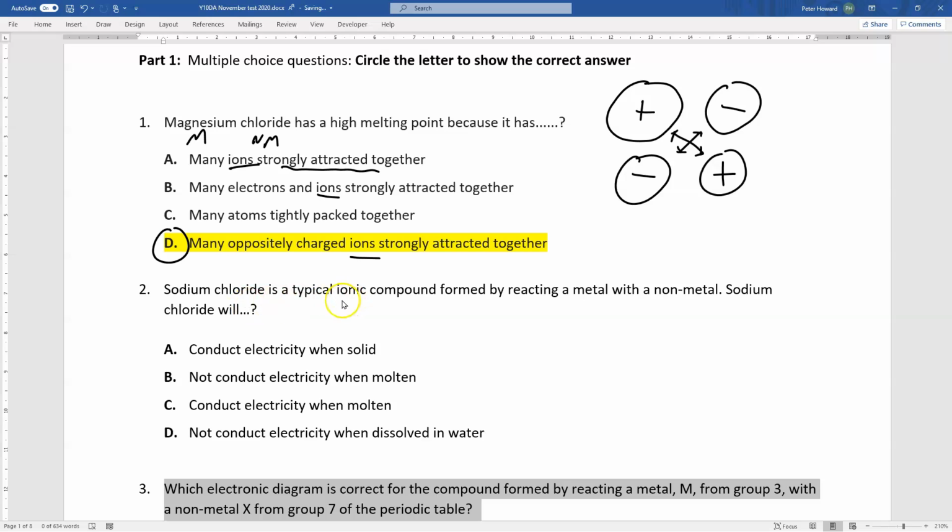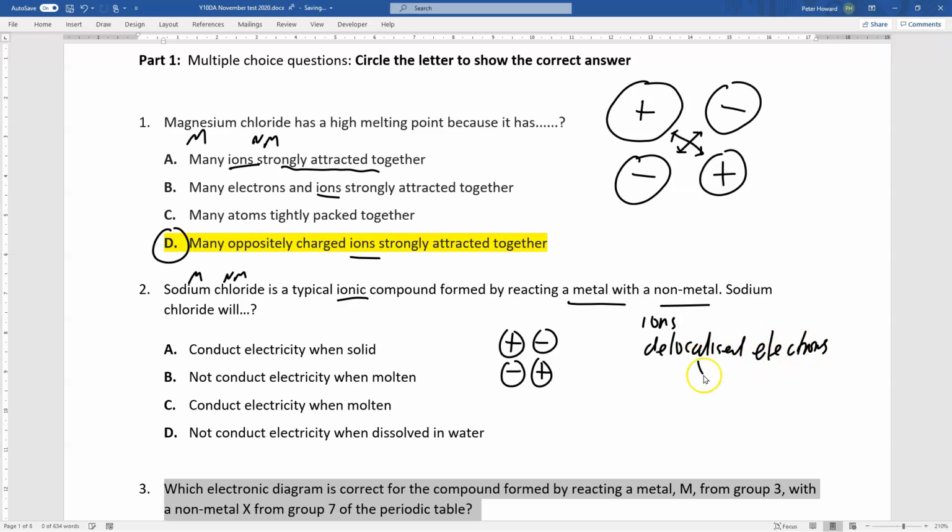Sodium chloride, again, typical ionic compound, again a reminder of metal plus non-metal. And it even says in the question, metal plus non-metal. What's it going to do? When does it conduct electricity? If we imagine that diagram here as a solid, for electricity flow we need charged particles which can move, which are either ions or delocalized electrons. Now we only get delocalized electrons in this chemistry in graphite. Metal does also have them, but your syllabus doesn't mention those.